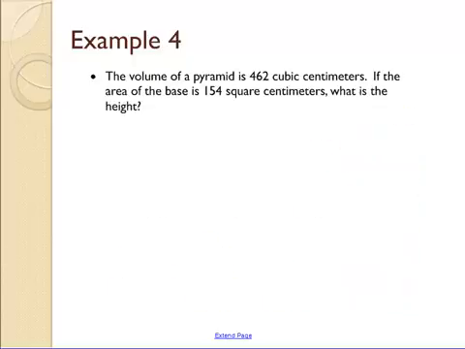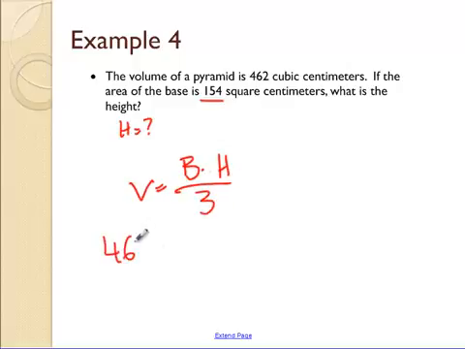And the final example here, volume of a pyramid is 462 cubic centimeters. Area of the base is 154. What's the height? So I'm looking for h. Okay, so the volume is area of the base times the height divided by 3. I know the volume is 462. I know the base is 154 divided by 3. So I need to multiply both sides by 3 first.